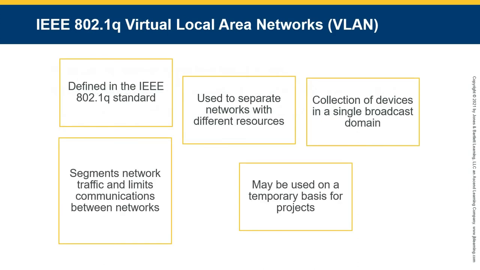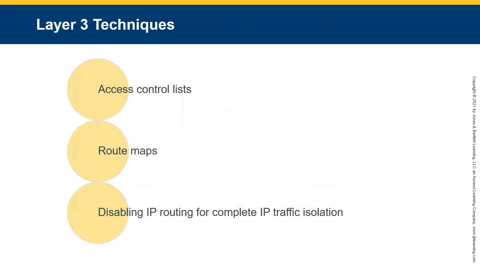IEEE 802.1Q, Virtual Local Area Networks, are defined in the IEEE 802.1Q standard. They segment network traffic and limit communications between networks, and are used to separate networks with different resources. A collection of devices in a single VLAN may be used on a temporary basis for projects.